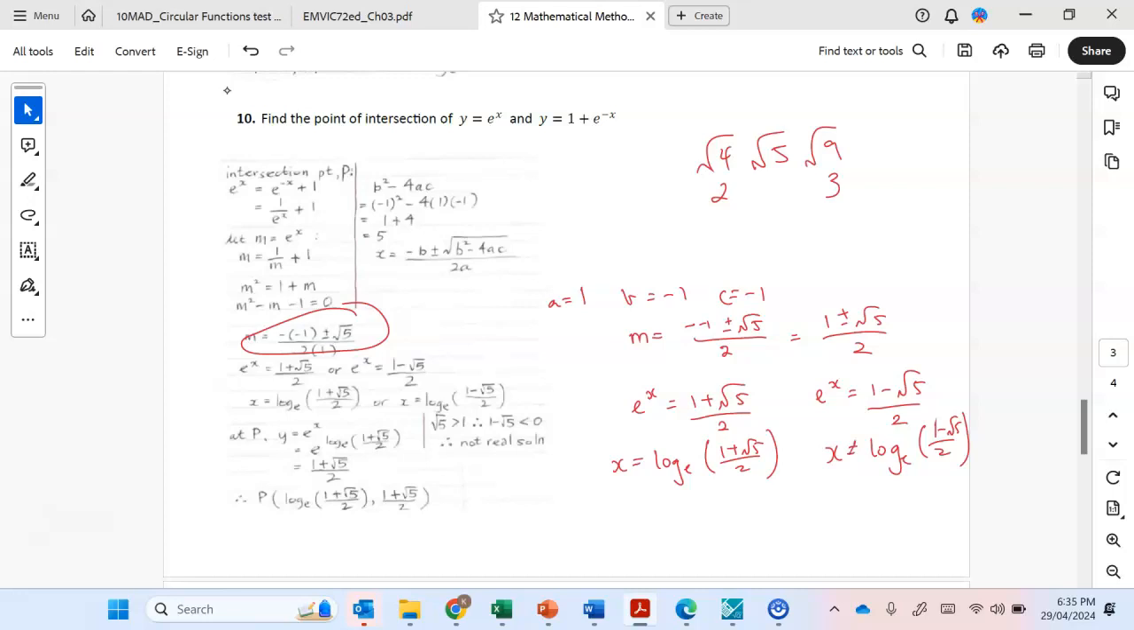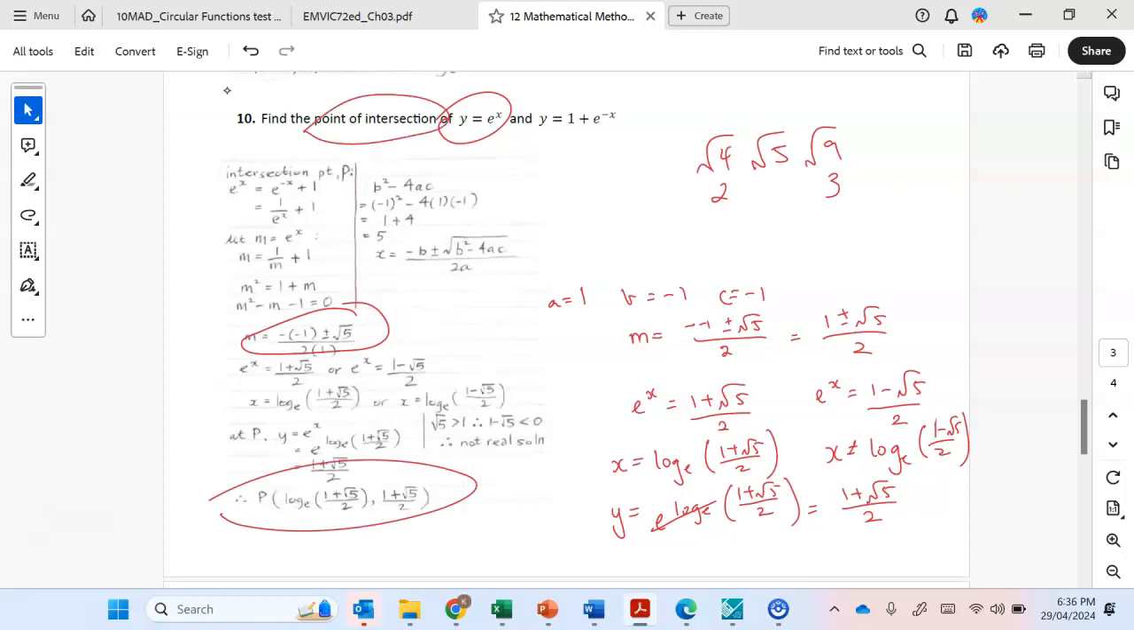So x is equal to that, and then to get our y, all right, we can just substitute it into here. So e to the power of log base e 1 plus root 5 over 2. So obviously they cancel, and that's why we end up with a 1 plus root 5 over 2. So there's your answer there. All right, as a set of coordinates, because we're finding the point of intersection. So quite a tricky question.